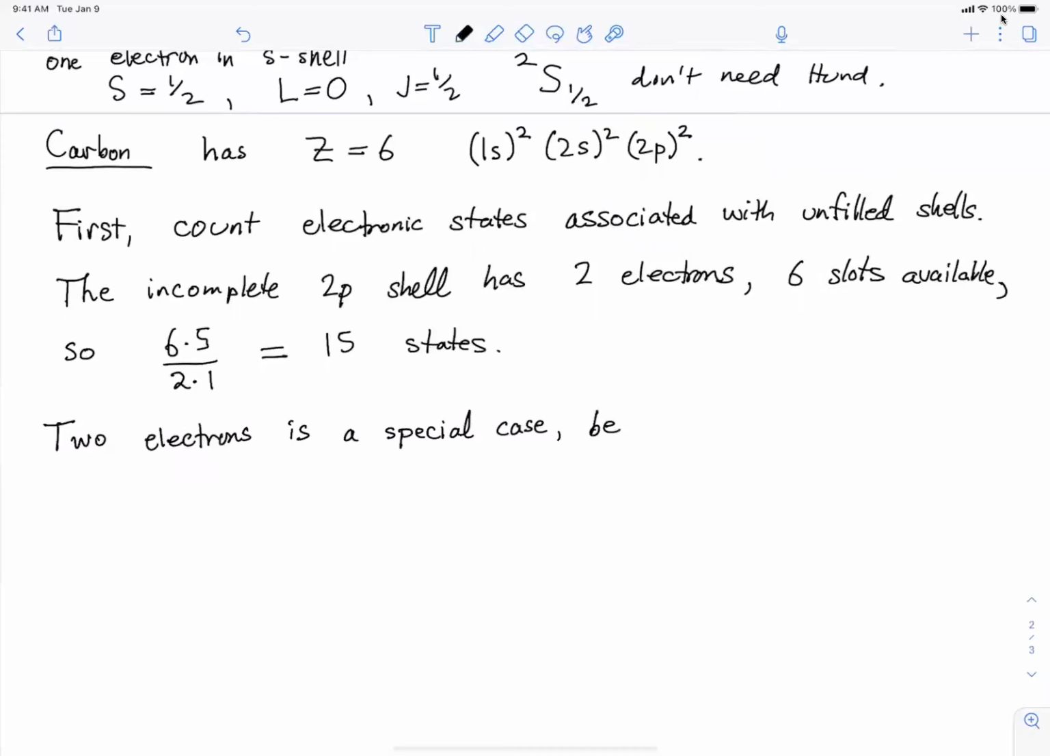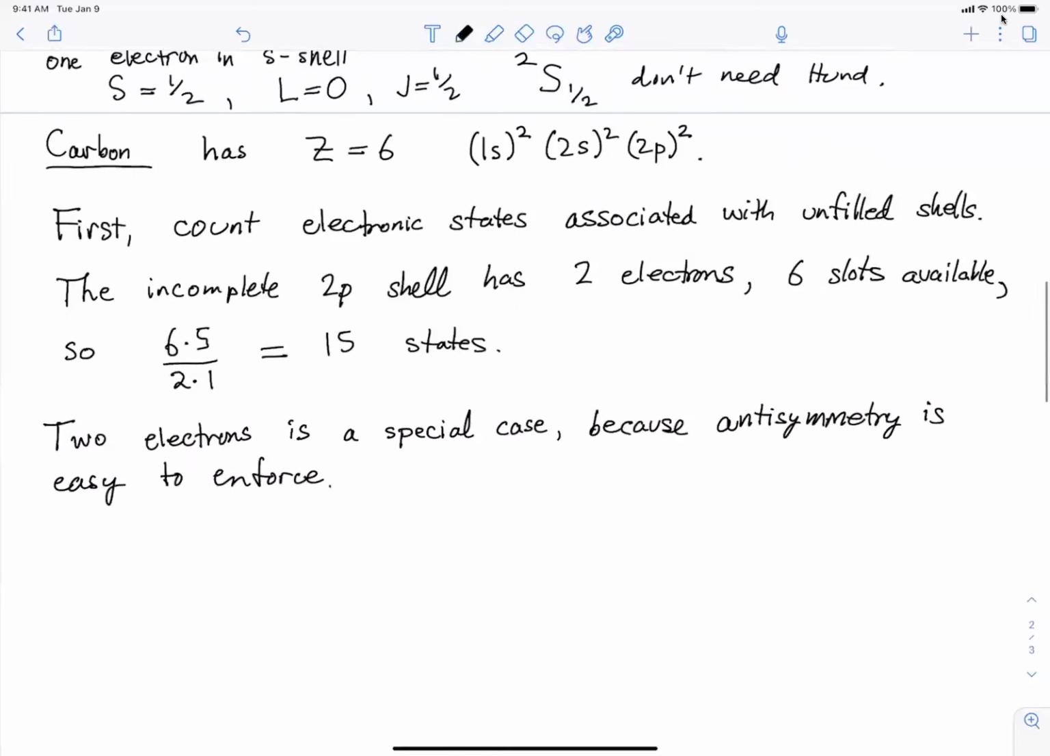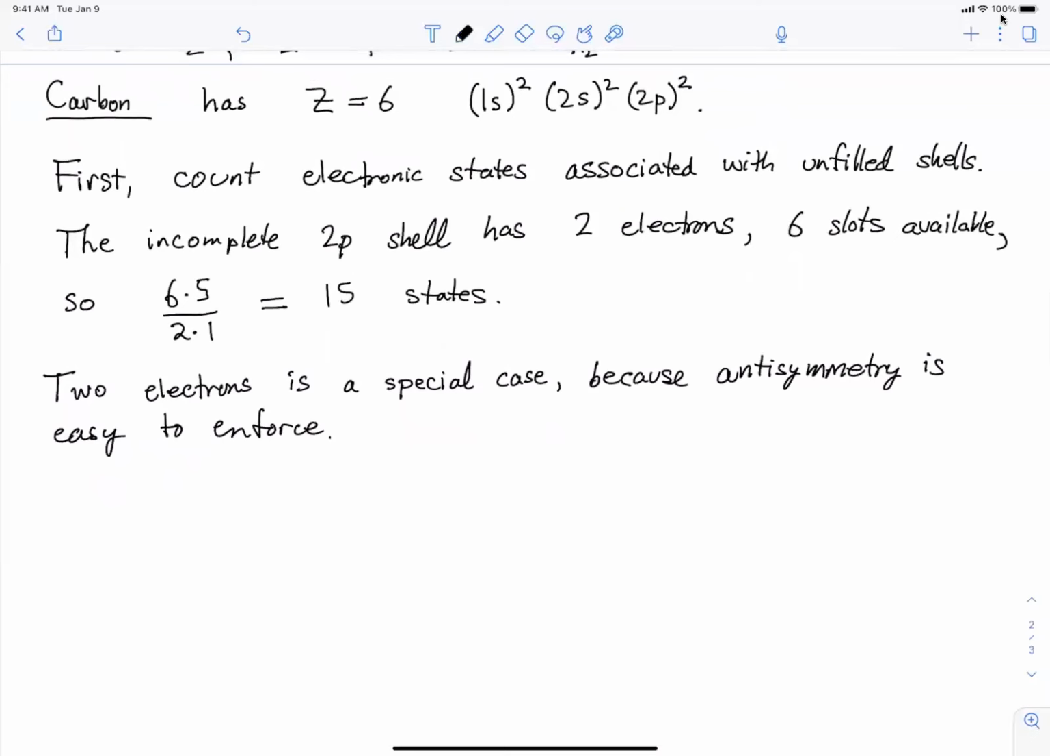This is because the anti-symmetry that we need is relatively easy to enforce. So let's do that. We're in the LS coupling scheme. First we add up all the spins as addition of angular momentum, then we add up all the orbital, and then we add those 2 together to get the total. So first let's do the spins.